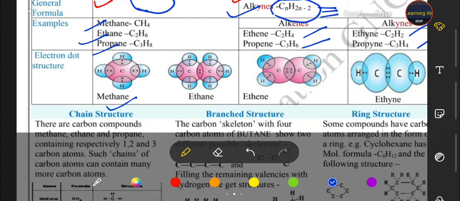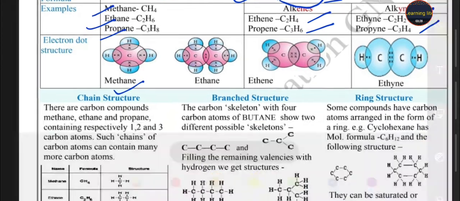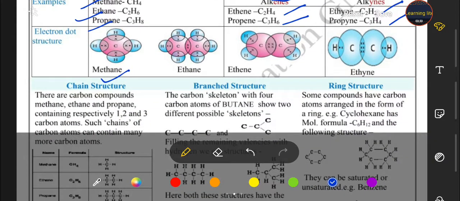Okay. Now tell me, for 1 carbon it is meth, 2 carbon eth, 3 carbon prop, 4 carbon but, 5 carbon pent, 6 carbon hex, 7 carbon hept, 8 carbon oct, 9 carbon nona, 10 carbon deca. Okay. Electron dot structure is given to you.